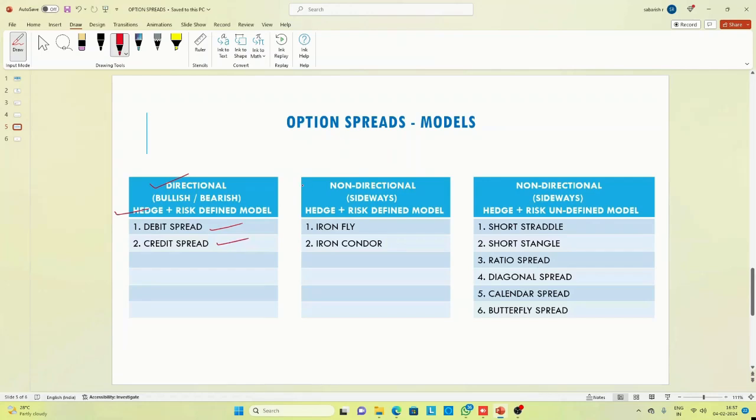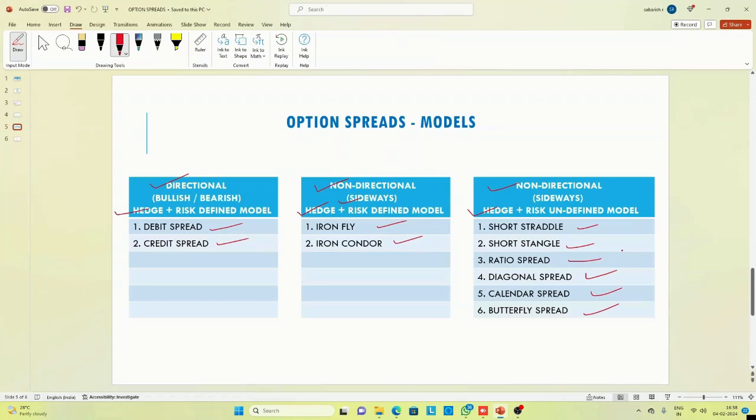The second scenario is if the market is in non-directional mode, which is in sideways mode, then both the option spread models will be applicable here. With the first model, which is hedge and risk defined model, we have 2 option spreads, which is iron fly and iron condor. And in the same sideways market, the other model, which is hedge plus risk undefined model, will also be applicable, and we have 6 spreads here. One is short straddle, short strangle, ratio, diagonal, calendar, and butterfly spread.